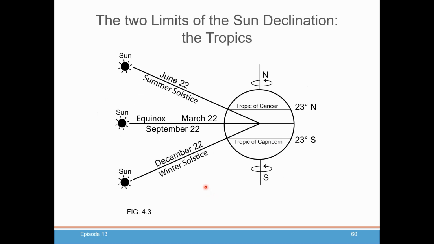Those extreme northern and southern locations of where the sun is overhead have names. So 23 degrees north is called the Tropic of Cancer, and 23 degrees south is called the Tropic of Capricorn. And the reason they're called that is because when the sun is at that location, it's actually in the constellation of Cancer. And when it's south in December, the sun will be in the constellation of Capricorn. And of course, when it's over the equator is when we have our equinoxes, March 22nd and September 22nd.